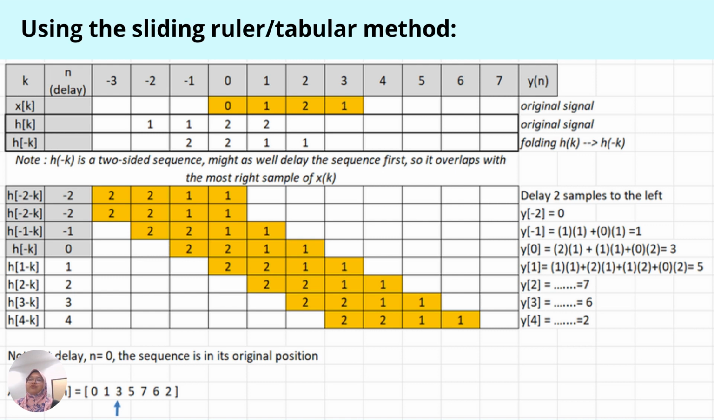Then we have to, after that, pada n equals to -1, we shift the signal to the right. Okay, we shift the signal to the right, and then kita multiply again. Okay, we'll multiply, and then we buat summation. Okay, and then we do that until the first sample of the second sequence align to the last sample of the first sequence.